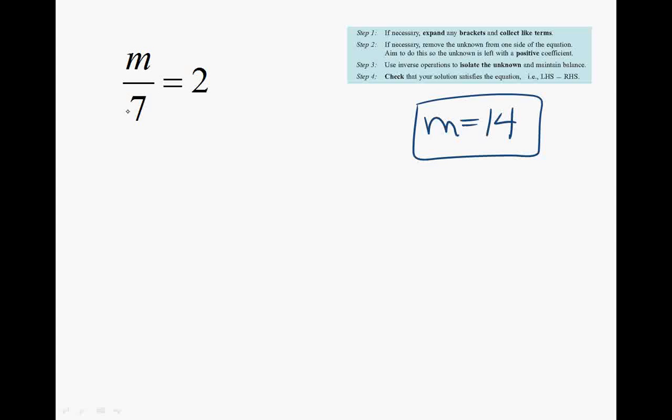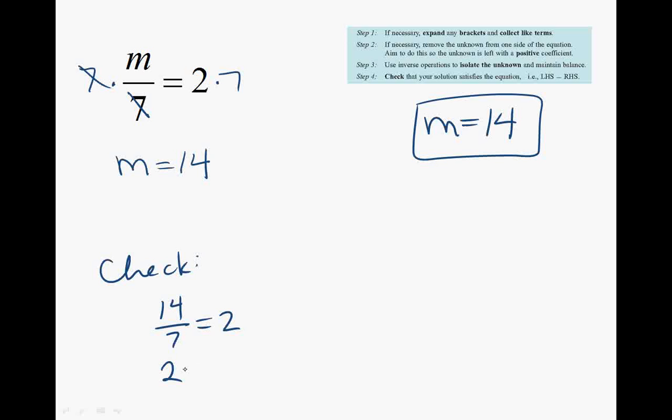Well, we have m divided by 7. There's nothing to expand, no variables to collect. All we have to do is deal with this over 7 part. Well, m over 7 is the same thing as divided by 7, so we're going to multiply both sides by 7. So 7 over 7 will cancel, and m equals 14. Now to check yourself, we would say 14 over 7 equals 2. In fact, 14 over 7 is 2, so it checks.